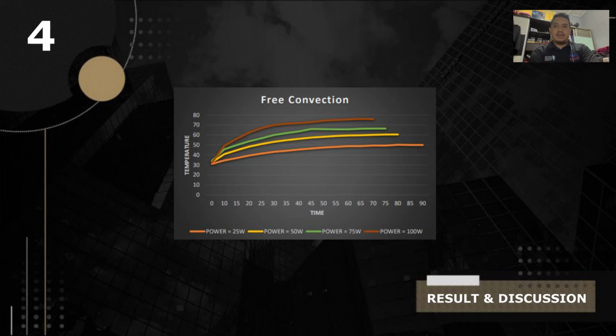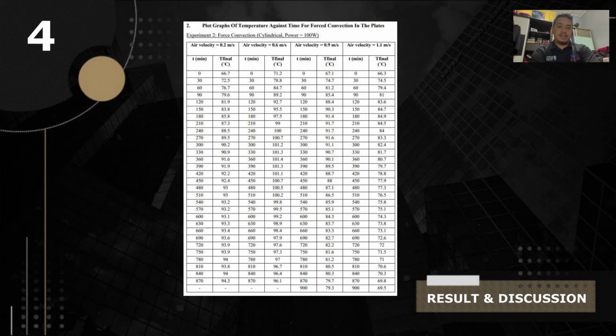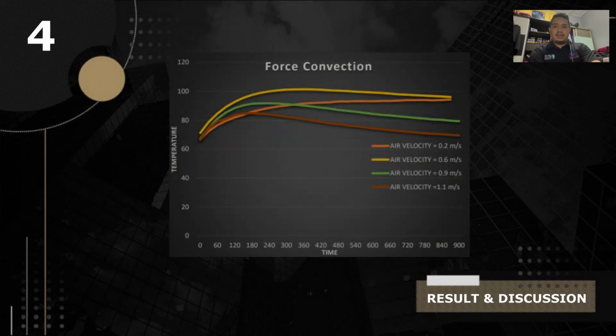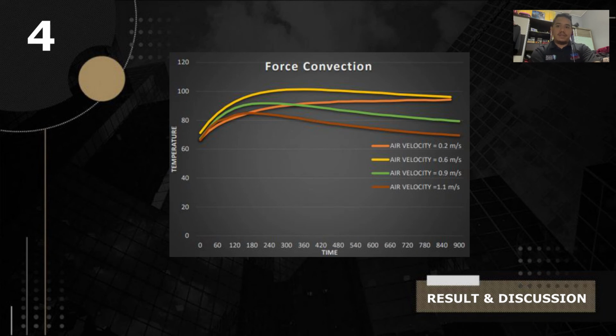Okay, next, the second question is the plot graph of temperature against time for forced convection in the cylindrical plate for power 100 watt. As you can see, this is the time versus temperature result, and this result is for air velocity 0.2 meter per second, 0.6 meter per second, 0.9 meter per second, and lastly 1.1 meter per second. Next, this is the graph for the forced convection.